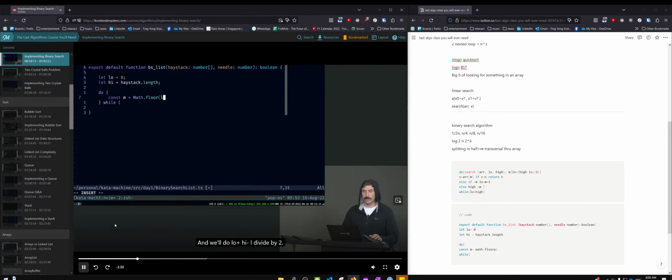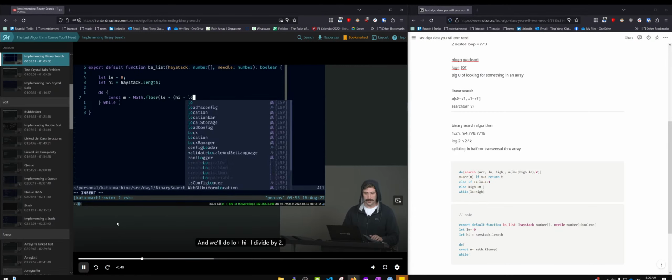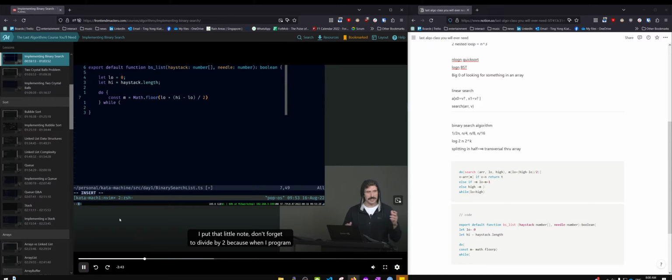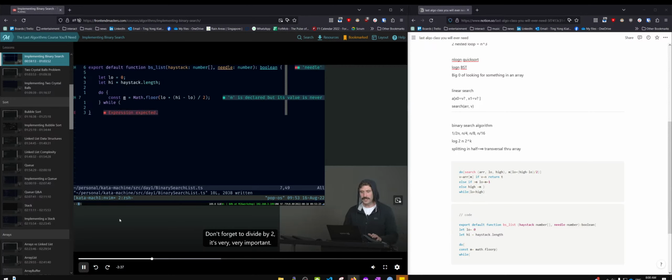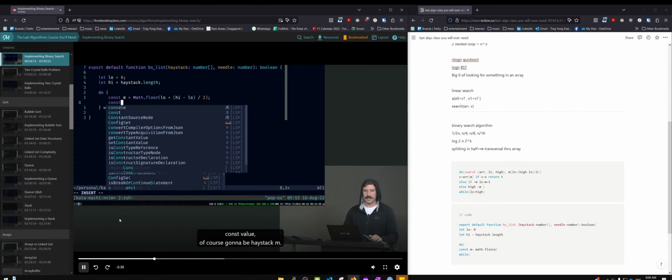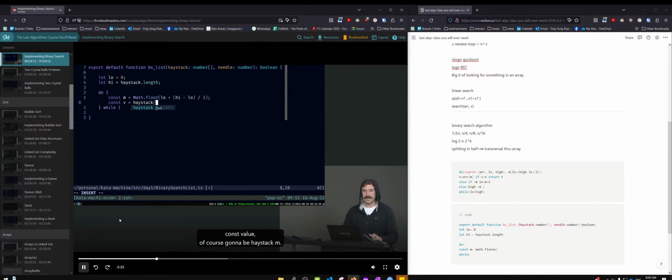And we'll do low plus high minus low, divide by 2. I put that little note, don't forget to divide by 2, because when I programmed this, it took me like 3 minutes to realize I had a bug because I forgot to divide by 2. Don't forget to divide by 2. It's very, very important. Const value, of course, is going to be haystack.